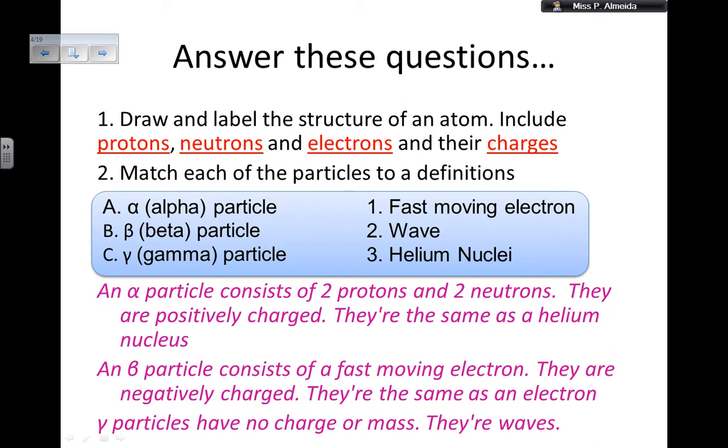A beta particle consists of a fast-moving electron. They are negatively charged and they are the same as an electron, so B would go for 1. And then gamma has no charge or mass, they are waves. So C, gamma, would be 2, electromagnetic waves. So for this particular lesson or video, you need to know very well about the alpha particles, okay?